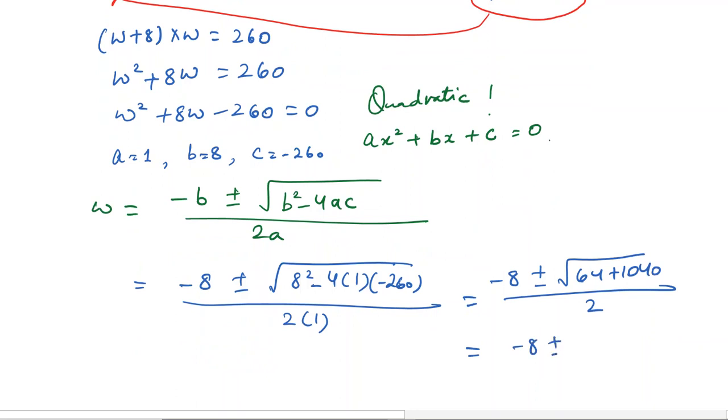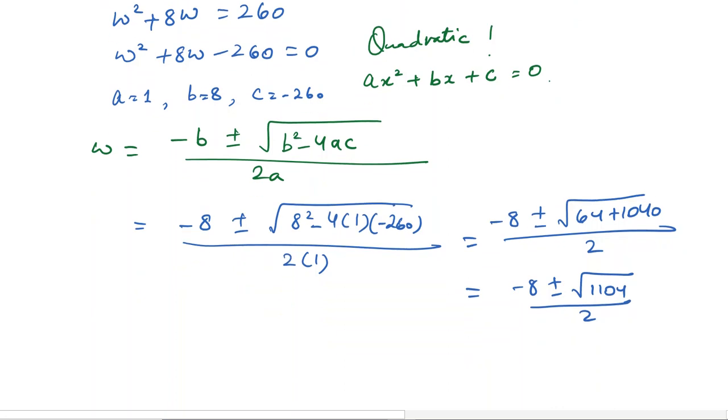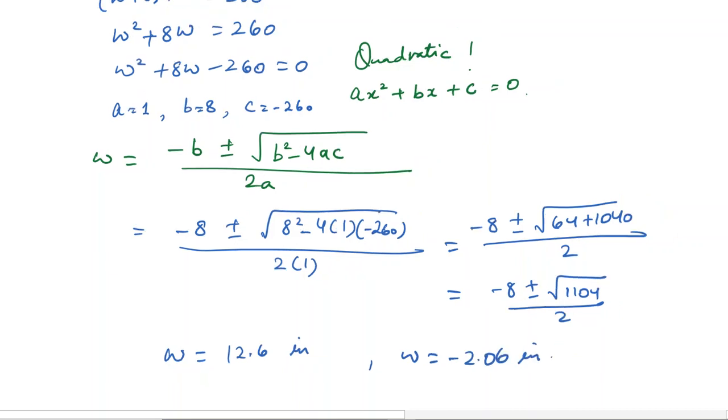So when we try to solve it using the calculator, one time you're going to use plus sign, another time you're going to use minus, square root of 1104. So you get two values for W. So either W is 12.6 inches or W is negative 2.06 inches. And in the end, you need to decide which answer makes sense. Don't just blindly give both the answers.